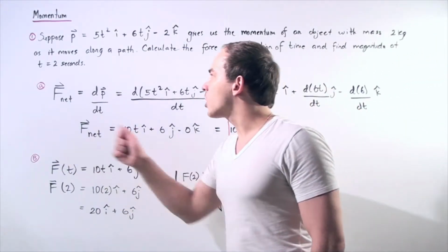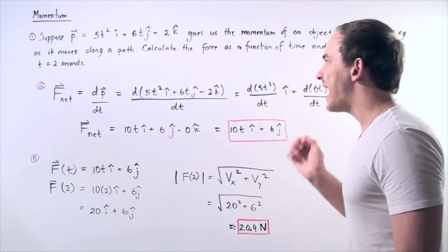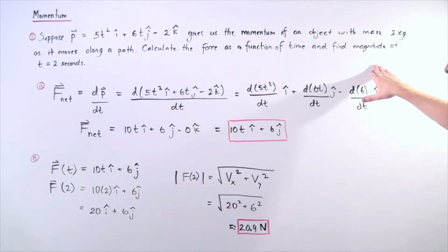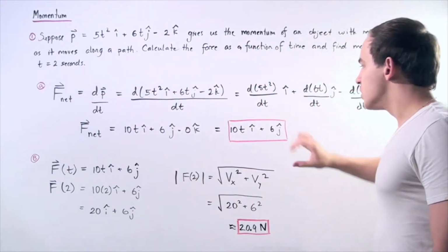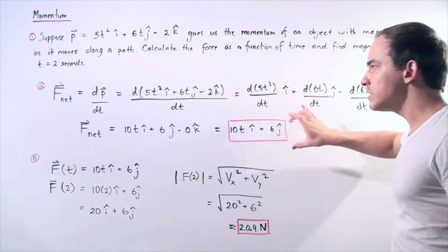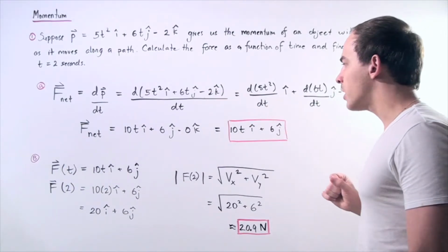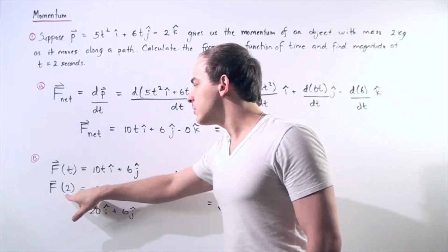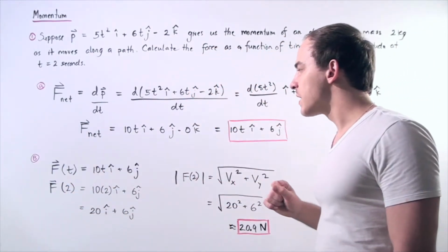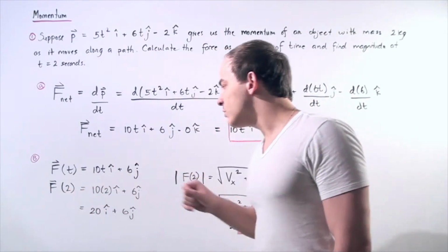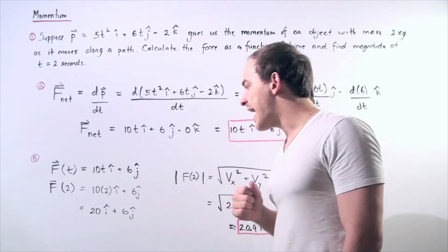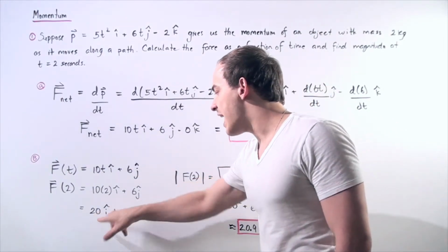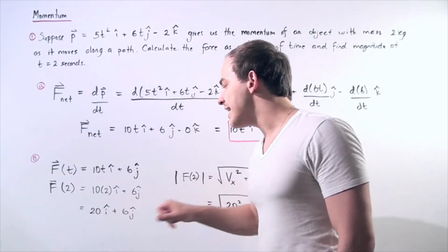So let's go to part B. Now we want to calculate the magnitude of the force at time equals 2 seconds. So we take the force function that we obtained in part A, and we plug in our 2 into our function. So F of 2 is equal to 10 times 2 i hat plus 6j hat. So this becomes 20 i hat plus 6j hat.